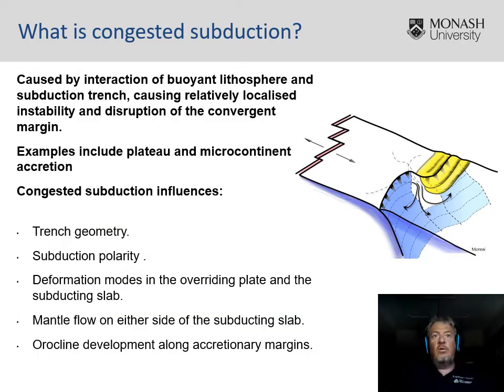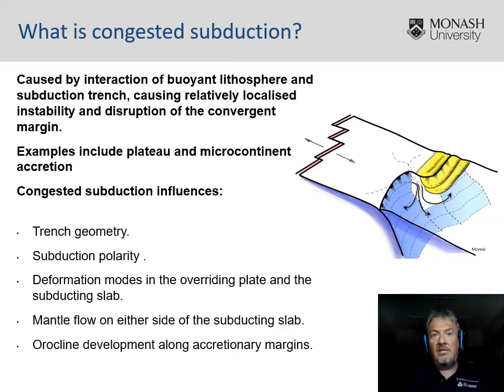Congested subduction is caused when there is an interaction between buoyant lithosphere and a subducting trench, causing relatively localised instability and disruption along that convergent margin. An example of a buoyant lithosphere that might cause congested subduction includes an oceanic plateau or a microcontinent.